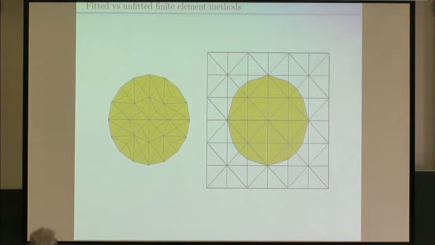All right, so fitted versus unfitted finite elements. This is our domain. This is a fitted triangulation. This is an unfitted triangulation. And we can see that this is the finite element version of fitted, unfitted. And I would like to argue the merits of using fitted finite elements here in the time remaining, but I've also worked on unfitted finite elements.